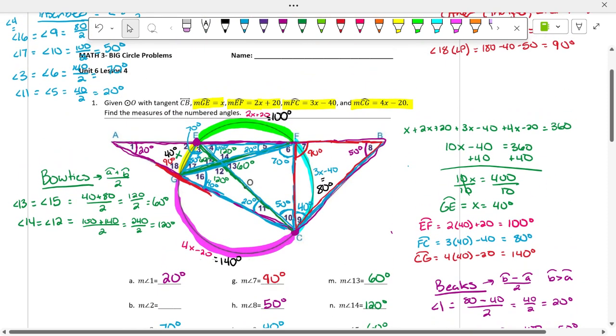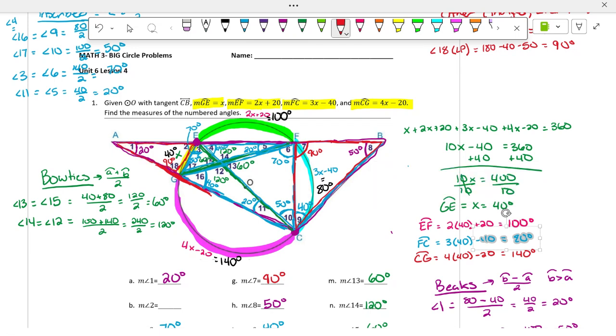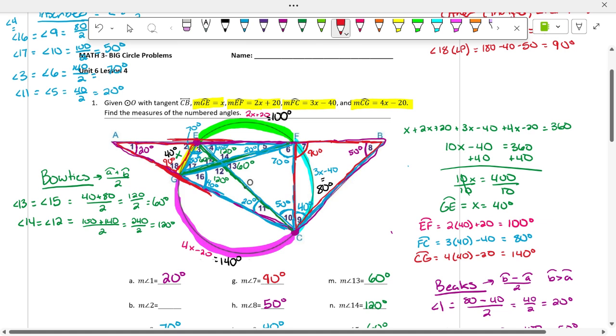Thus, 2, I can either use the triangle from 18 and 2, or I can use the linear pair formed between 2, 3, and 4. Either way, they both will give you the exact same thing. So, I'm going to do the triangle way. So, I'm going to do 180 minus 90 minus 20. So, 180 minus 90 is 90, minus 20 is 70 degrees. So, angle 2 is 70 degrees.